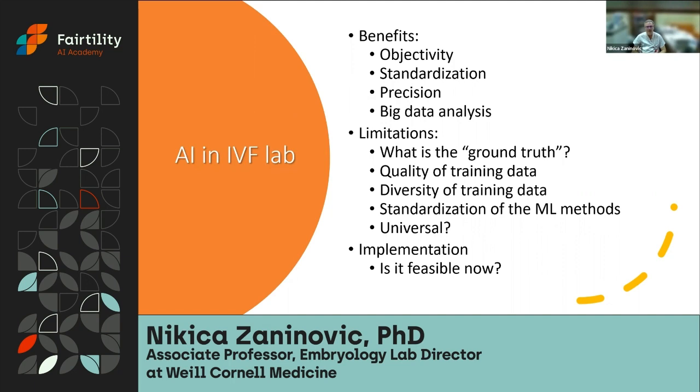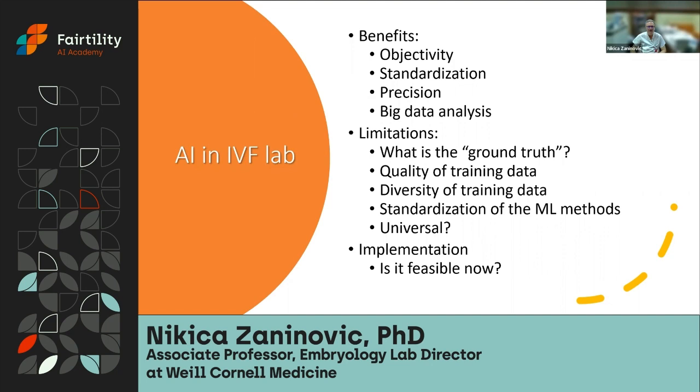But of course, there are a lot of limitations so far. What is the ground truth? What are we looking to achieve? If live birth is really what the ground truth should be, or should we look at it a little differently? What is the quality of the training data? What is the diversity of the training data? And what is the standardization of the machine learning methods? What methods to use for what type of data? And can these machine learning methods be universal? Is it ready for prime time right now? I think we have a little bit of time to see that.